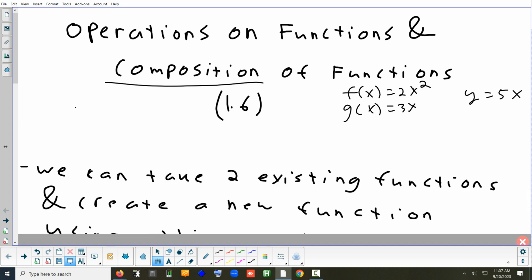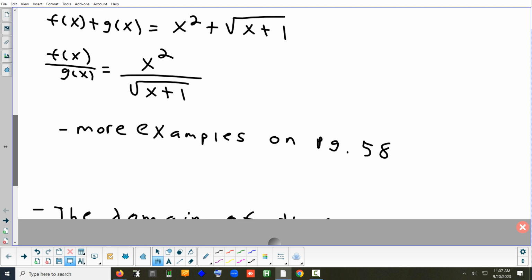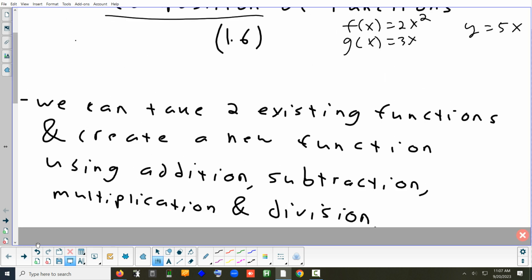All right, so that's what I just told you we're going to do. Take two functions that exist, and we're going to combine them to make a new one. And the four basic ways are add, subtract, multiply, divide.